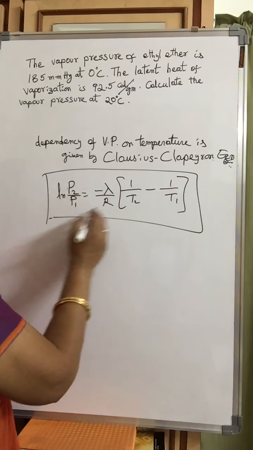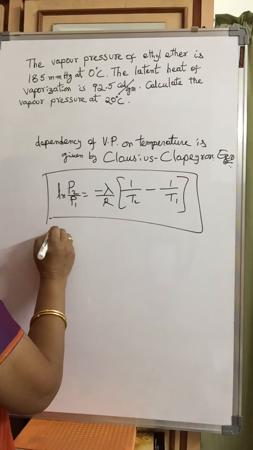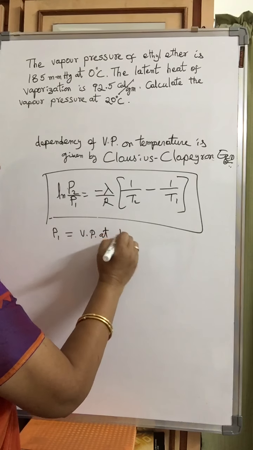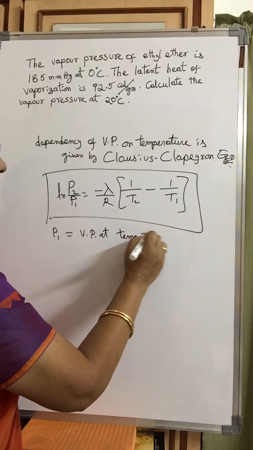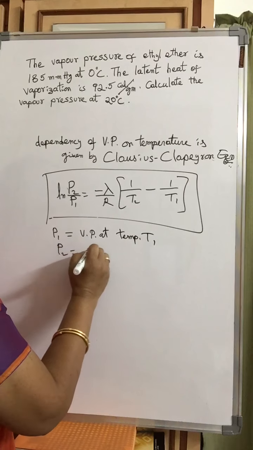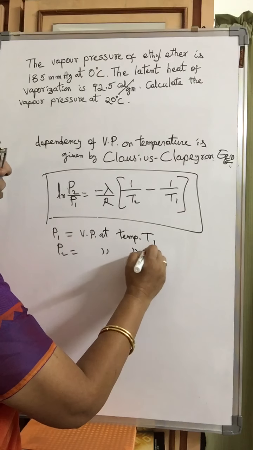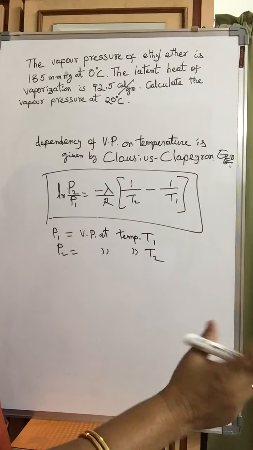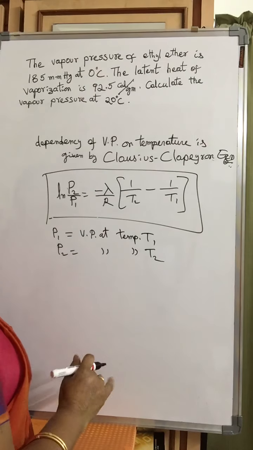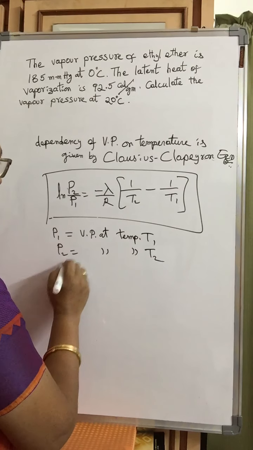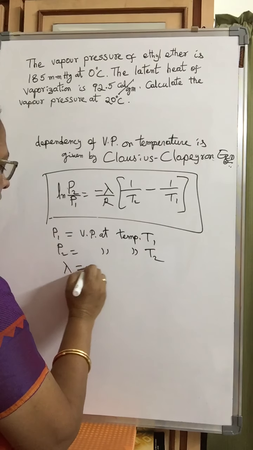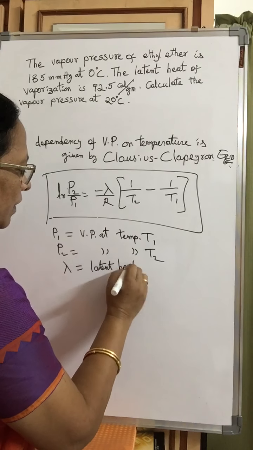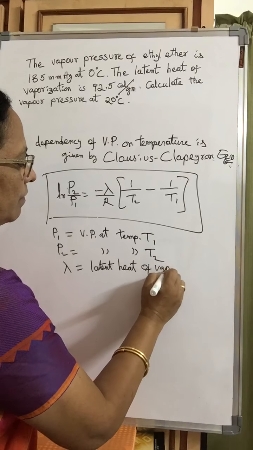So ln P2 by P1. P1 is equal to the vapor pressure at temperature T1, and P2 is equal to the vapor pressure at T2. Two sets of conditions we have here. Then R is the gas constant, and lambda is the latent heat of vaporization.